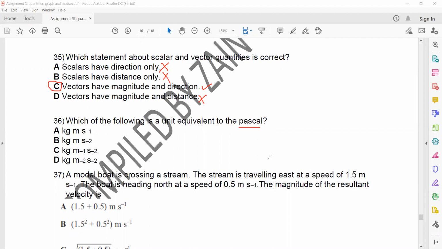Which of the following is equivalent to Pascal? Pascal is a unit of pressure, which is force acting on unit area. The unit of force is Newton and the unit of area is meter squared. Newton, in base units, is kilogram meter per second squared, divided by meter squared. When we simplify this, it turns out to be kilogram meter minus 1 second minus 2. So C is the right answer.